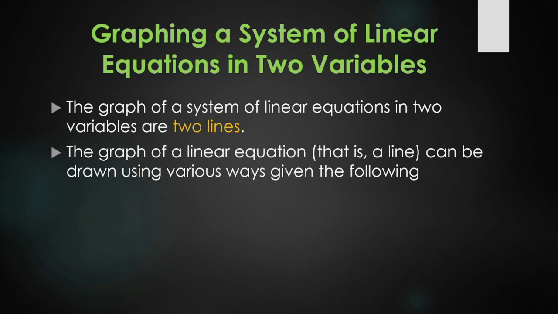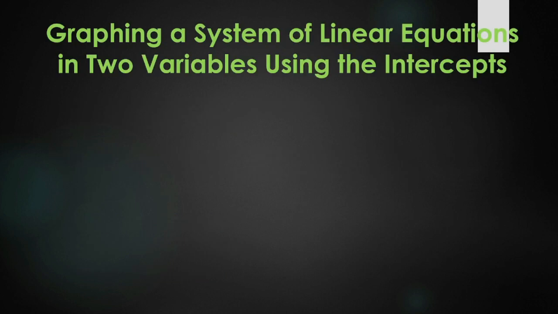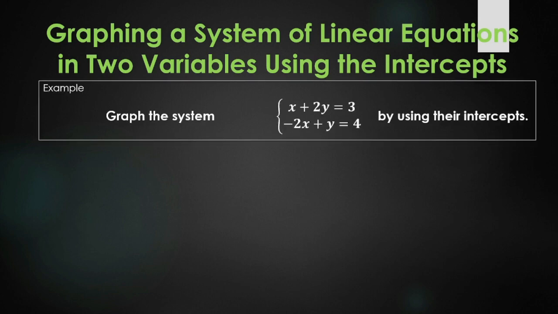The graph of a linear equation, which is a line, can be drawn in various ways given the following: 2 points, x and y intercepts, slope and y-intercept, slope and a point. Let us graph a system of linear equations in two variables using the intercepts. For example, graph the system x plus 2y equals 3, negative 2x plus y equals 4 by using their intercepts.